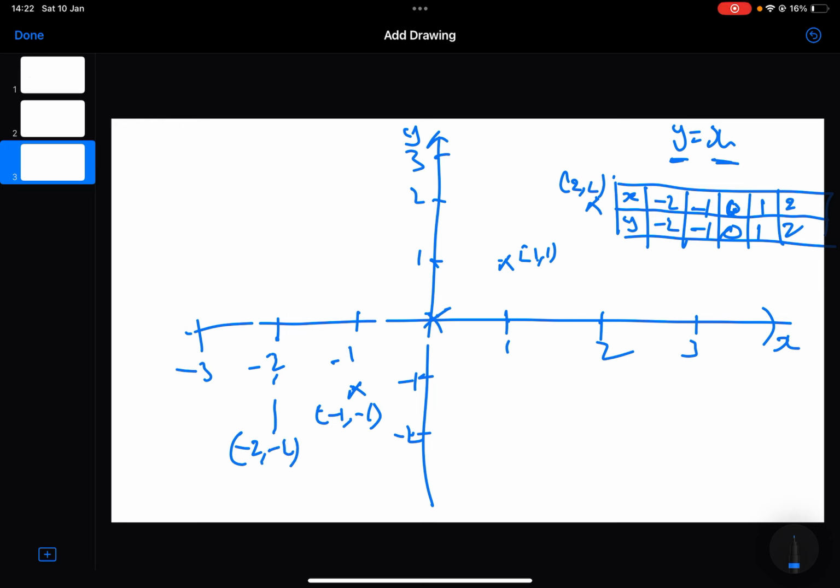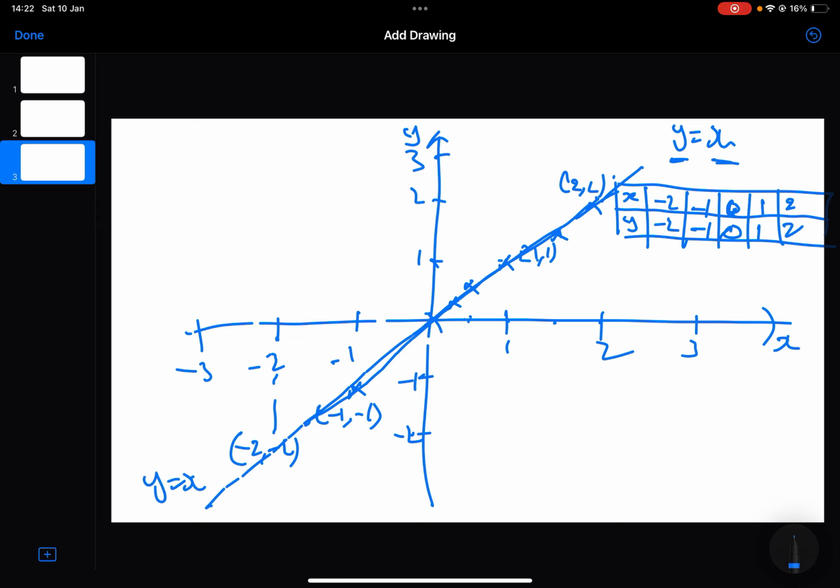So it is also not just this specific point, it can be in between. If (1.5, 1.5), (0.5, 0.5), (0.25, 0.25). So in the end, if I join all these points together, it will form one straight line. Then I can call this straight line y equals x.